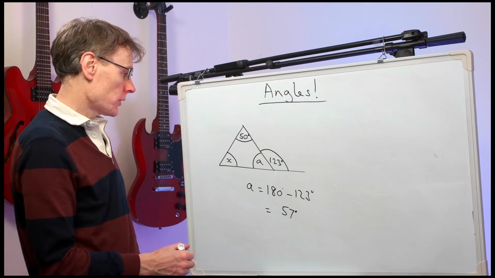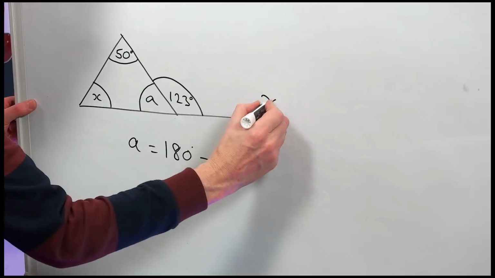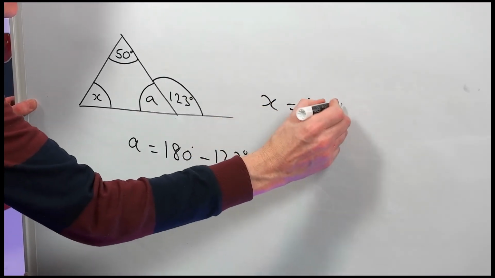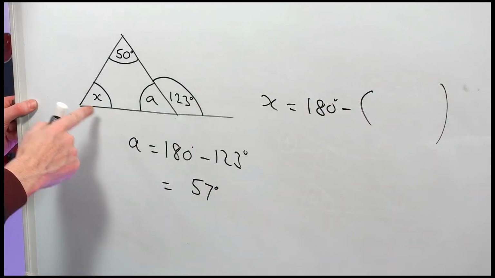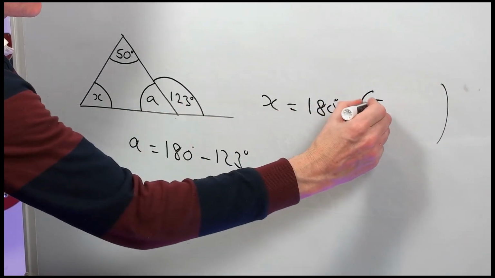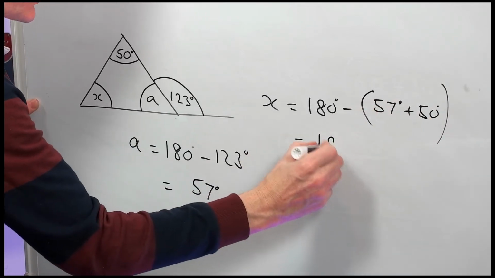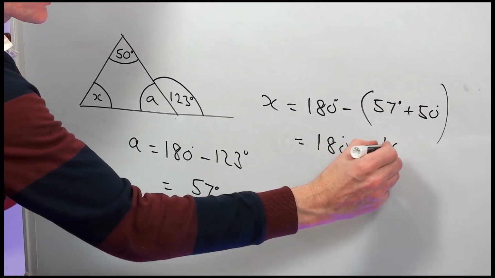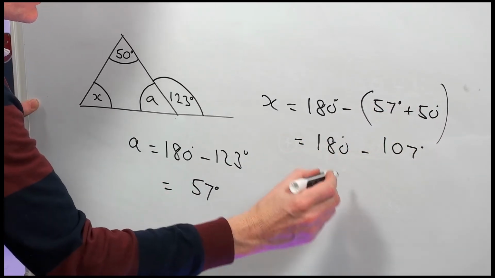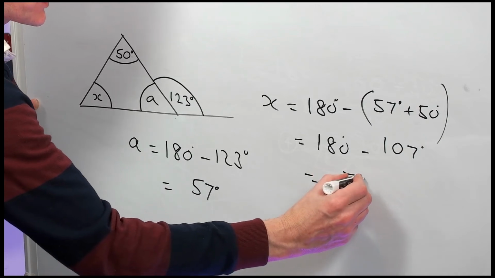Now we can use angles in a triangle. So X equals 180 degrees minus brackets 57 degrees and 50 degrees. So that's 180 minus 107, 73 degrees.